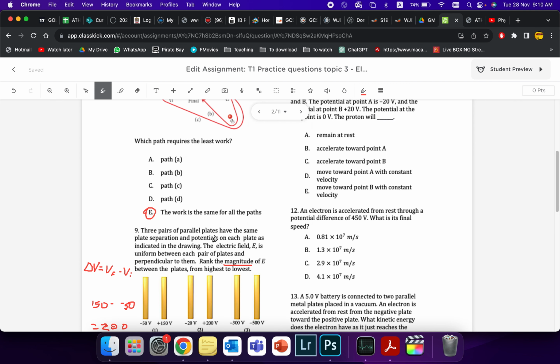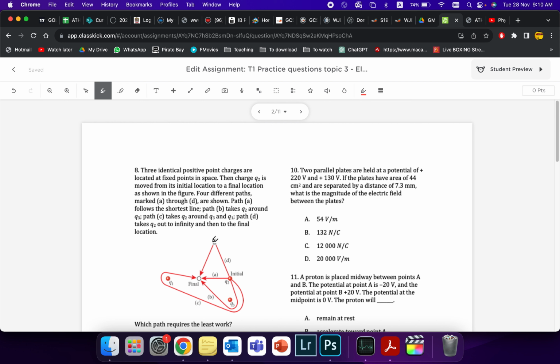There we go. Over here, 2 plates are held at this potential, and if you have this area and you have the distance here, what is the magnitude of the field between the plates? Okay, so in this case, we're not really interested in the area. What's that going to do? Nothing for us. Because if I want to find the electric field, we can just use our formula V equals ED. E is V over D. So I'm going to do that. And that's going to be V final minus V initial.